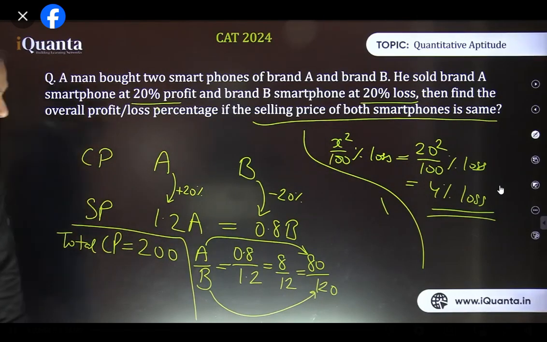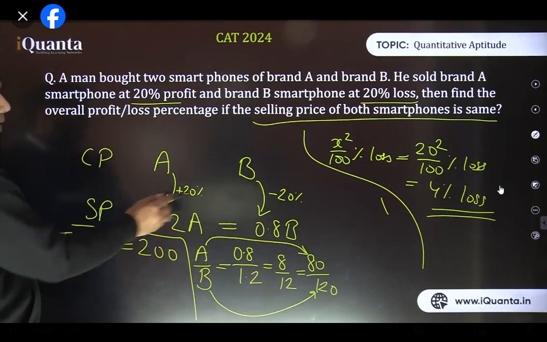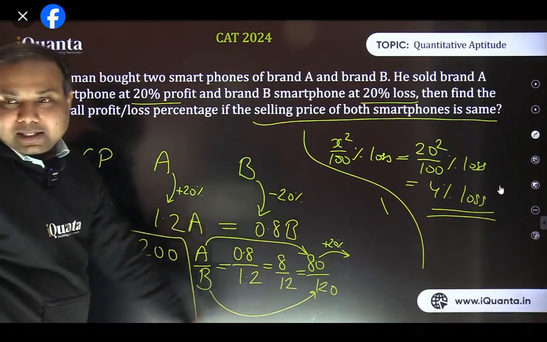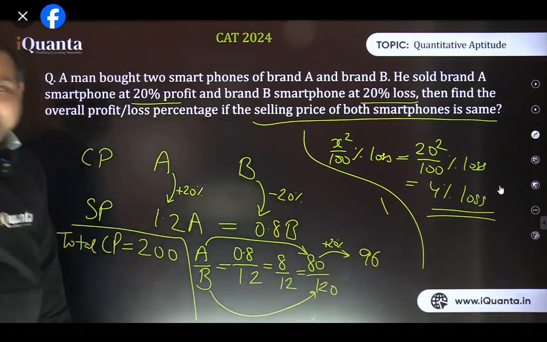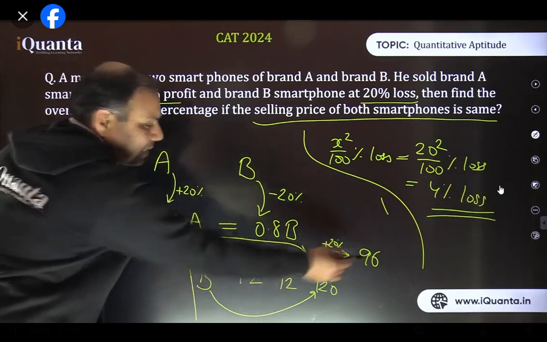Isn't it? Now, see the selling price. This brand A, which costs 80 rupees, is being sold at 20% profit. So if I add 20% to it, what will be the selling price? 96, isn't it? 20% of 80 is 16, that makes it 96.